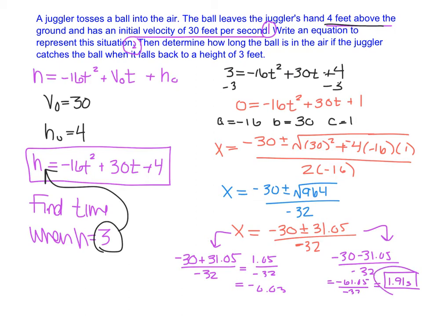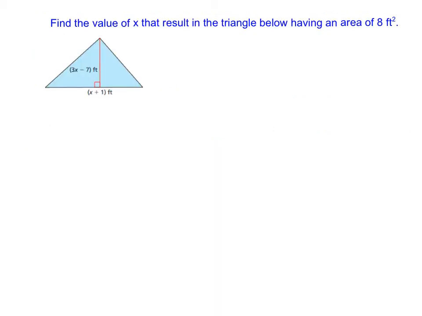So here's our answer down here of 1.91 seconds, which means if we release it at 4 feet and we catch that ball at 3 feet with an initial velocity of 30 feet per second, we will catch the ball about 1.91 seconds later.